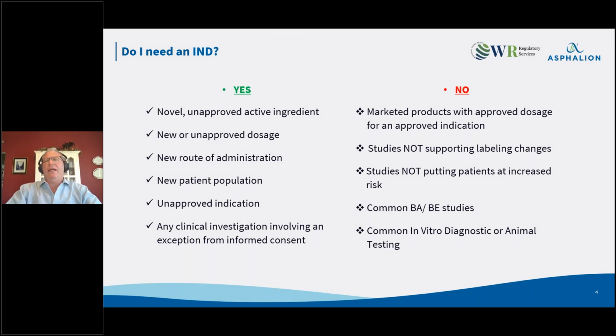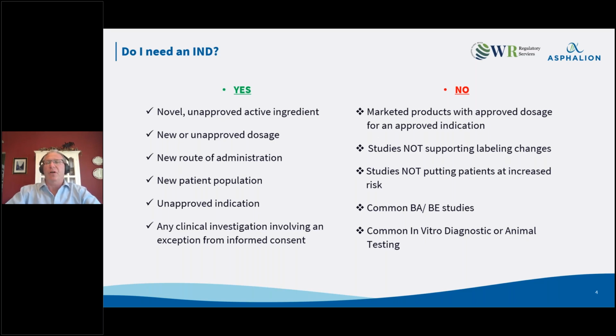So, do I need an IND, or can I just go ahead and do a study? That's the first question you need to sort of address. So, under the yes column, anything that's novel, unapproved active ingredients, new or unapproved dosage forms, new routes of administration, new patient population, unapproved indication, and any time that you have an exception from informed consent. So somewhere where you're not using informed consent in any type of study involving humans, you would have to consider an IND.